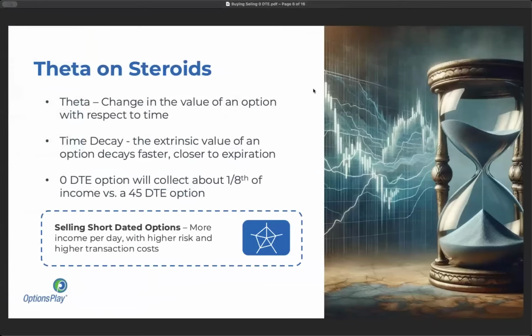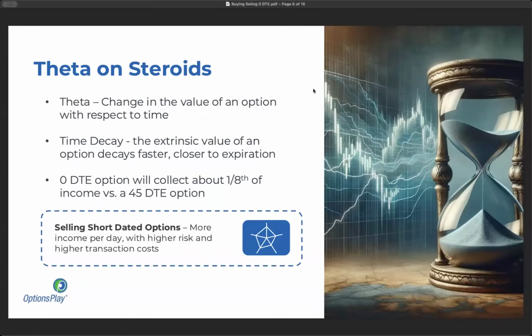Perfect. So, when we think about trading any of these shorter dated expirations, I'll cover the range anywhere from 0 to 7 days out as what I would consider shorter dated expirations. Theta, as we just said previously, is the change in value of an option with respect to time, and that time decay occurs as an option approaches expiration. That theta decay happens faster and faster as you approach expiration.